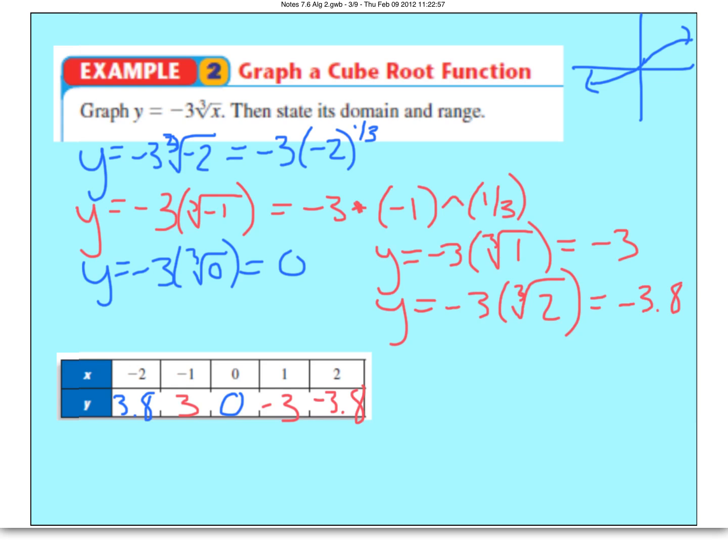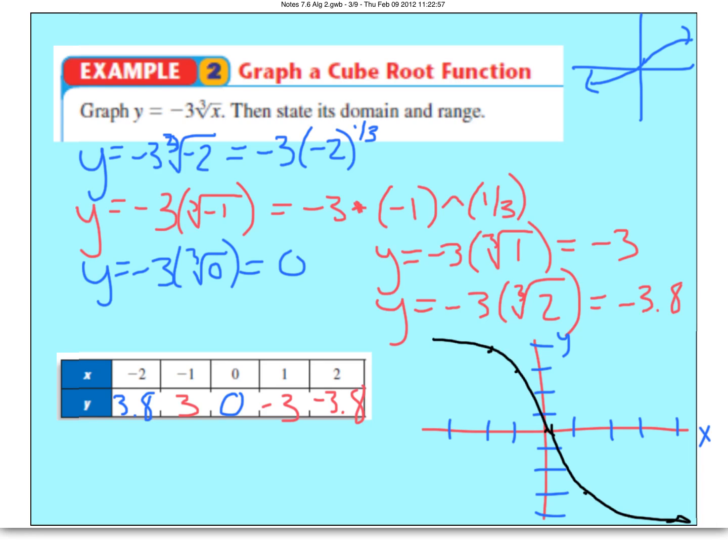So if I graph this, the shape is going to look roughly like this. At negative 2, I'm going to go up to about here. Negative 1, I'm at 3. Then I'm at 0. Then at 1, I'm at negative 3. At 2, I'm way down here. So it's kind of stretched out. That is what the graph looks like.